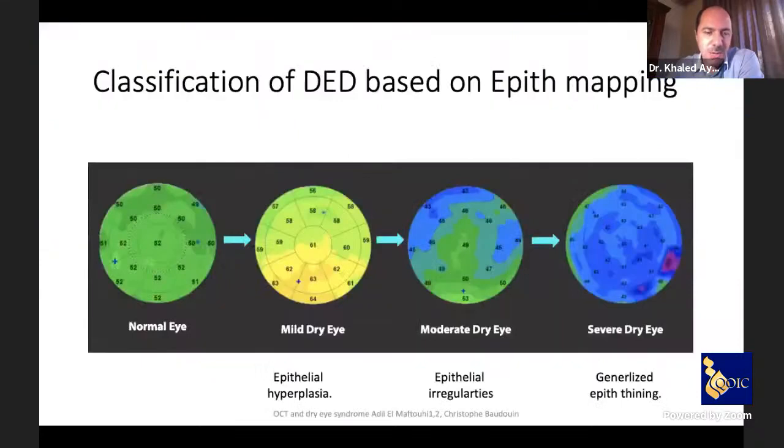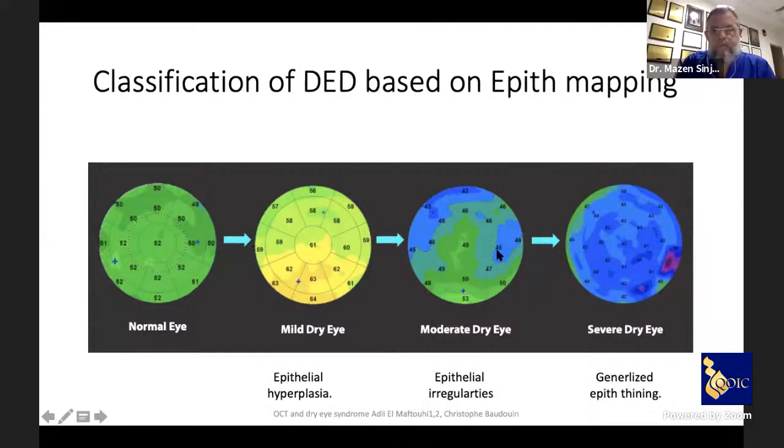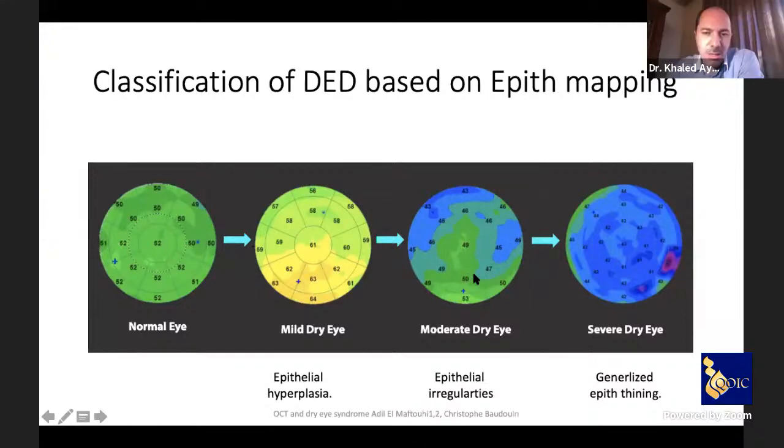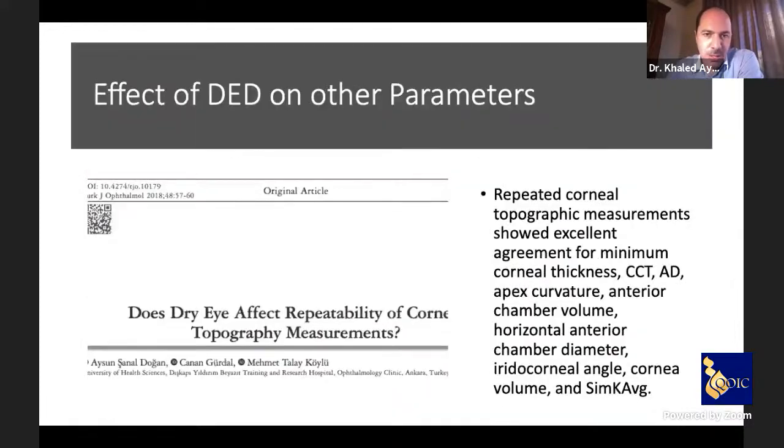And this has brought out a lot of reports to classify dry eye disease based on epithelial mapping, where in mild dry eye disease, we can find areas of epithelial hyperplasia in the lower part of the cornea. If we move to a more severe dry eye disease, we will get epithelial irregularities. And in severe dry eye disease, we can find thinning of the epithelium.